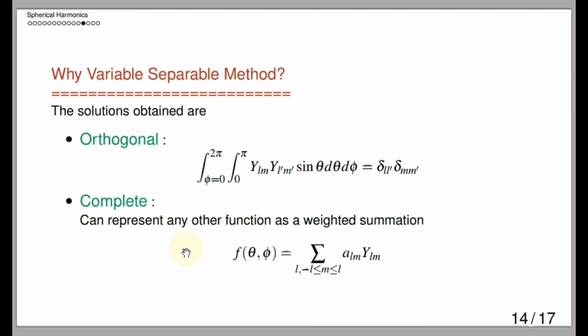And again I am repeating why this variable separable method, because the spherical harmonic functions have two properties, that is, one, they are orthogonal, to be sure they are actually orthonormal, okay, and they are complete, that is they can represent any function on the sphere by a weighted summation of the spherical harmonics. Now the proof of this completeness is not trivial, it is involved, so I am skipping it.